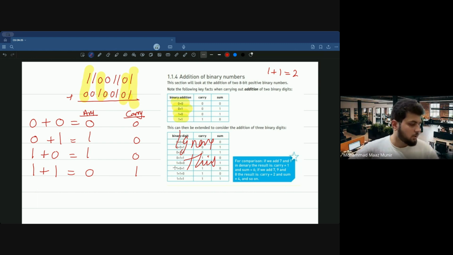So 1 plus 0, it's going to be 0. Now, if we saw the above question, how am I going to be doing it? So 1 plus 1.